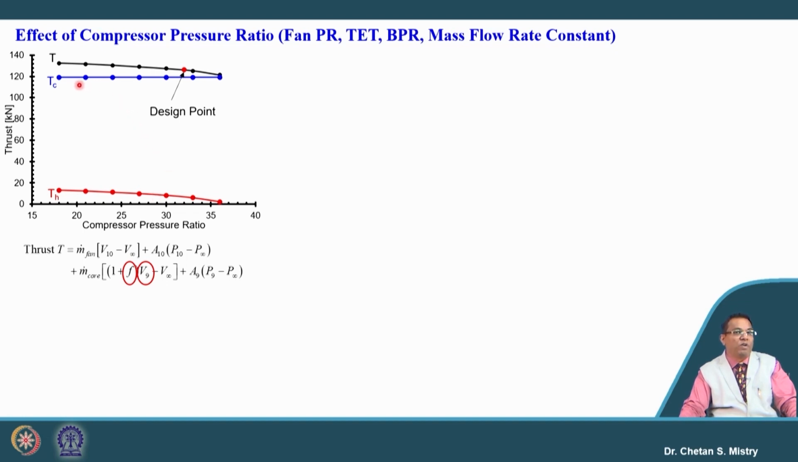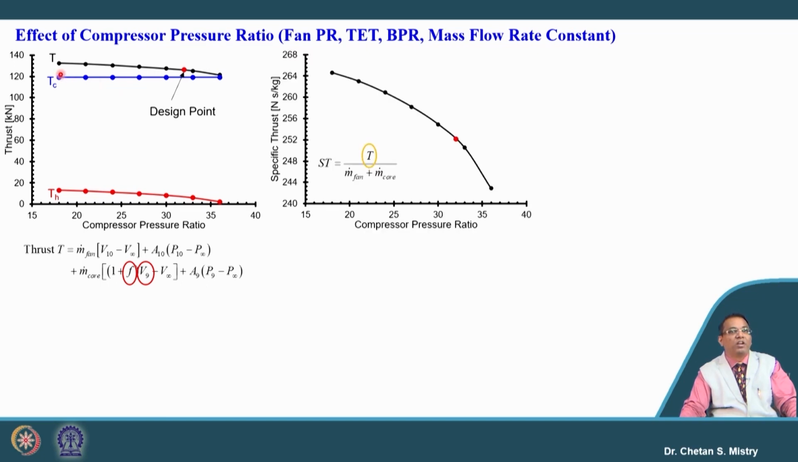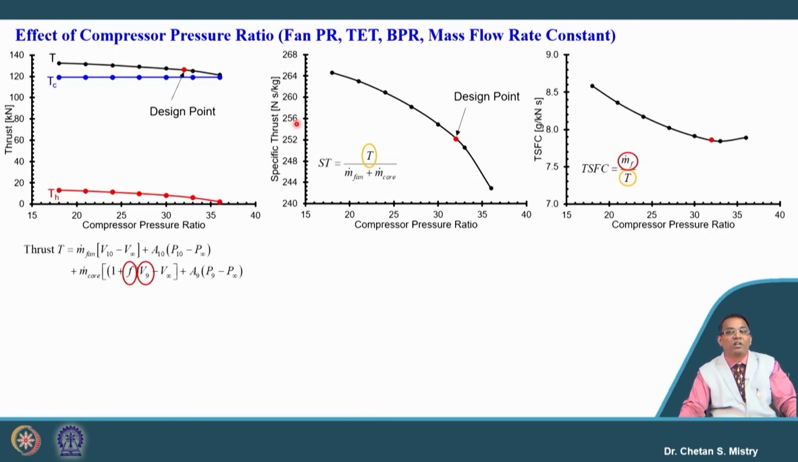In line with that, my cold thrust is not majorly affected by the change of compressor pressure ratio, and that gives the thrust reducing with the increase of compressor pressure ratio. Similarly, the specific thrust will be reduced with the reduction of the thrust value. And my thrust specific fuel consumption will be reduced with the reduction of the compressor pressure ratio. Let us look at what is happening with the efficiency here.